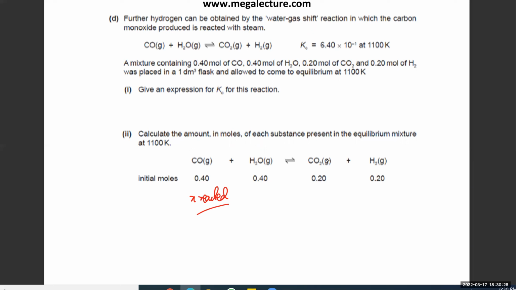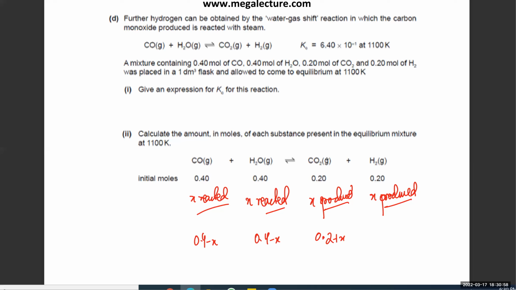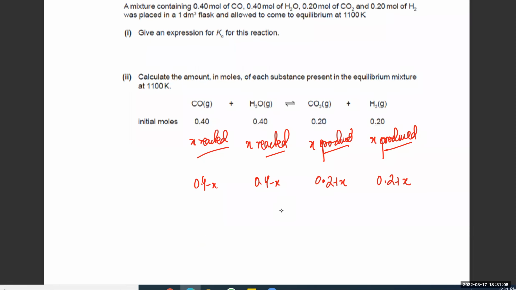Okay, X reacts of this, so for this as well it's 1:1. So this one would have X reacted, right? Everything is 1:1. So further on, X will be produced, and beyond that also X produced, right? So what will the equilibrium moles be? This would be 0.4 minus X, and this would be 0.4 minus X. This would be 0.2 plus X, and this would be 0.2 plus X. Then put this into the expression.